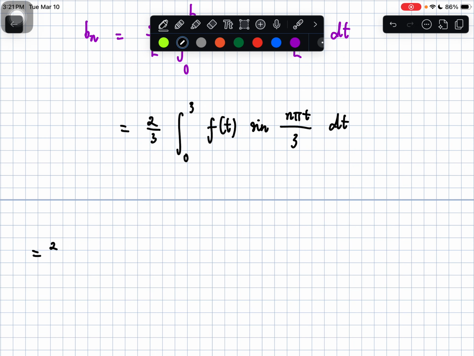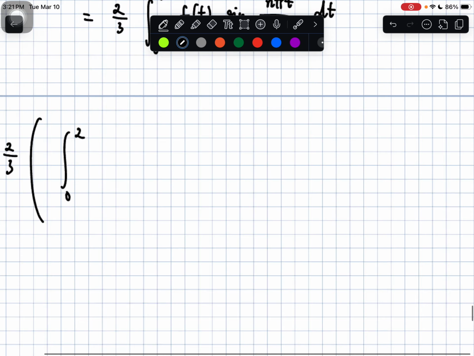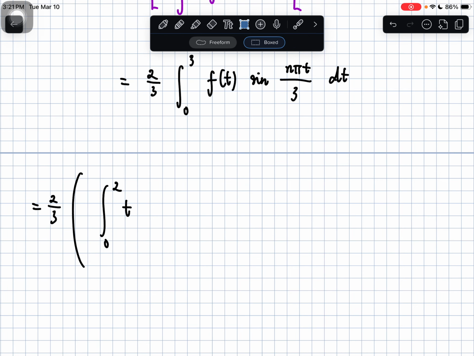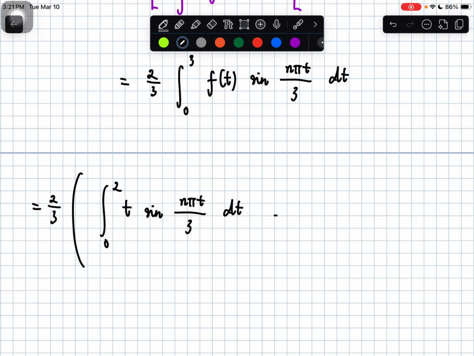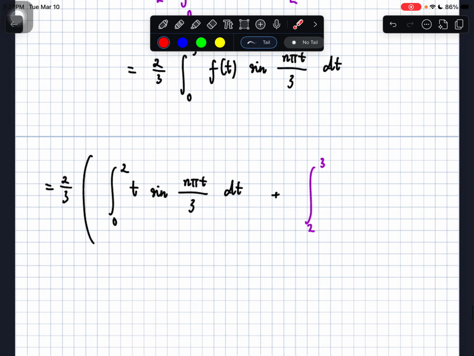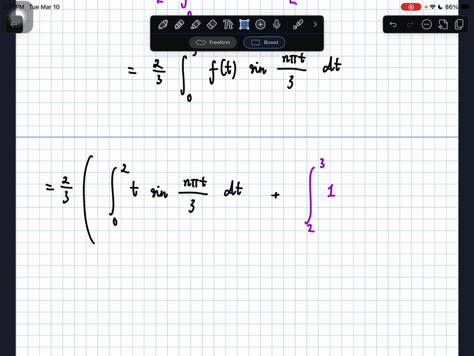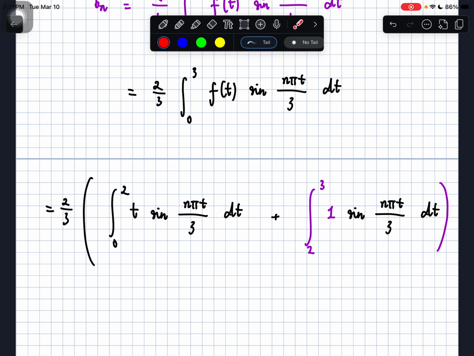So 2 over 3 outside. Inside you have the integral from 0 to 2, where f(t) for t from 0 to 2 is equal to t, so t times sine of this dt. And then you need the integral from 2 to 3, where for t between 2 and 3 you have f(t) equal to 1, so 1 times sine of this. Now all we need to do is compute the integrals by integration by parts.